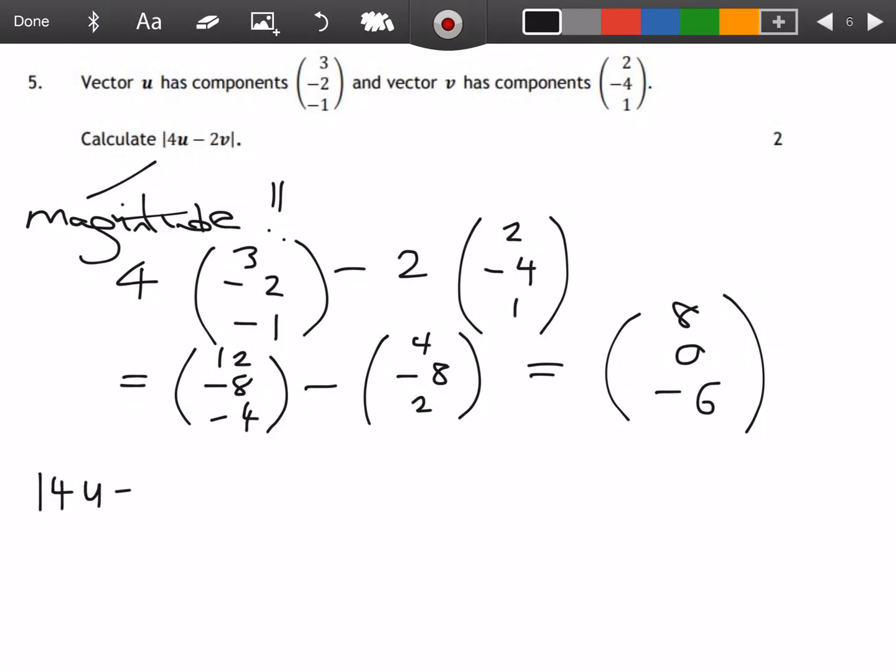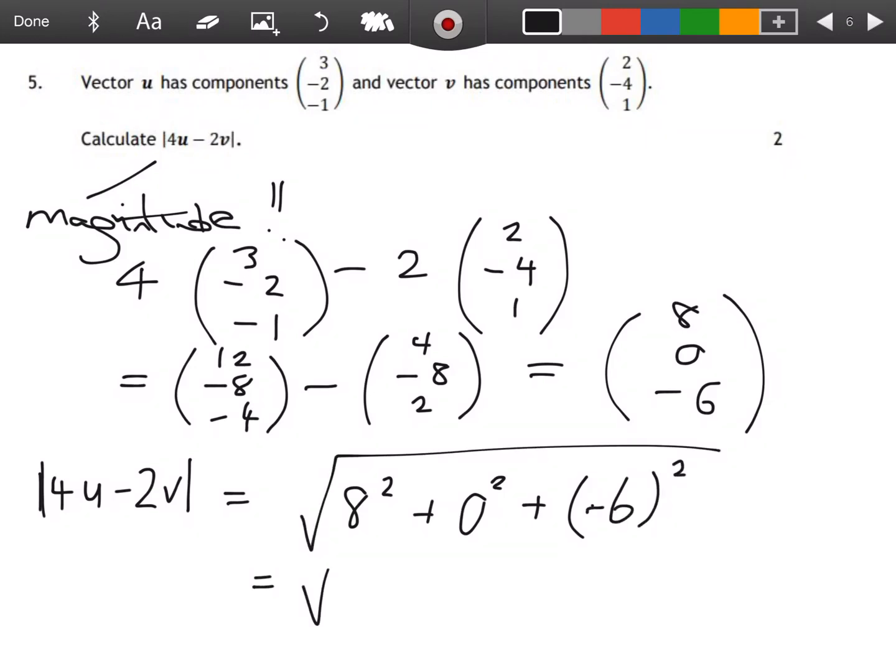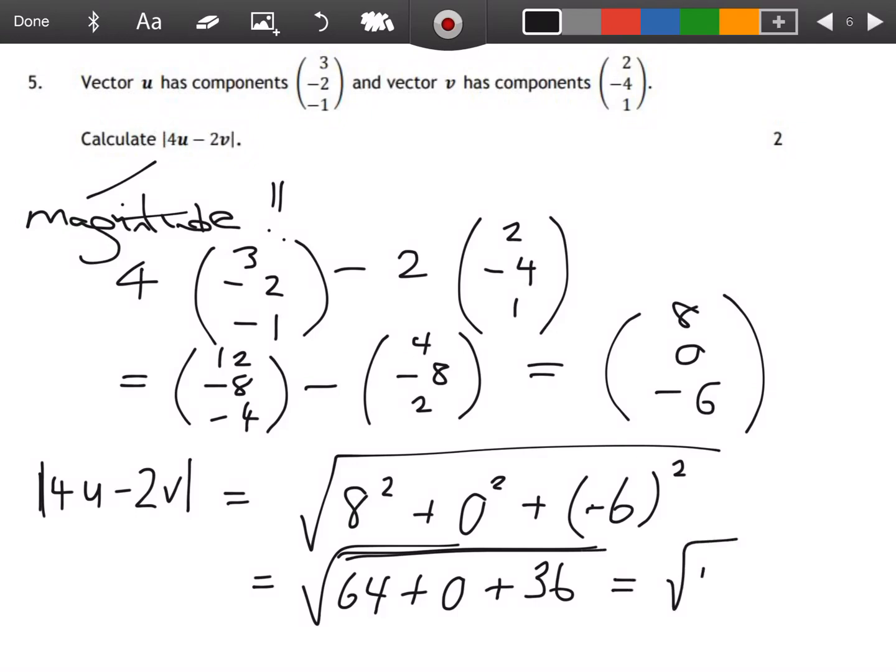And remember, what do we do with each of the components? We square them all, add them all up, and take the square root. Square them all: 64, 0 and 36, and they'll all be positive because we're squaring them. Really what we've got is the square root of 100, and the square root of 100 is 10. Okay.